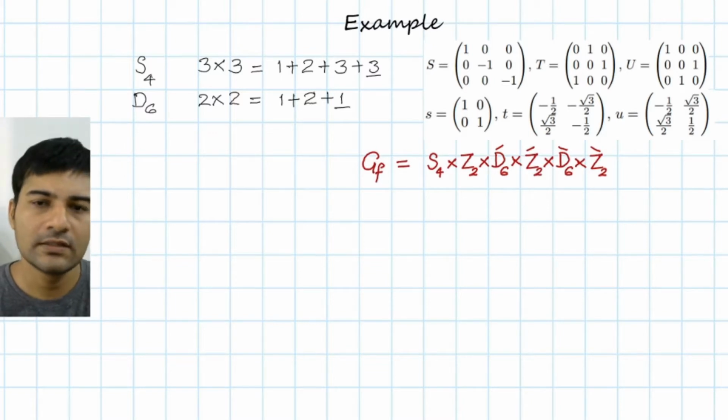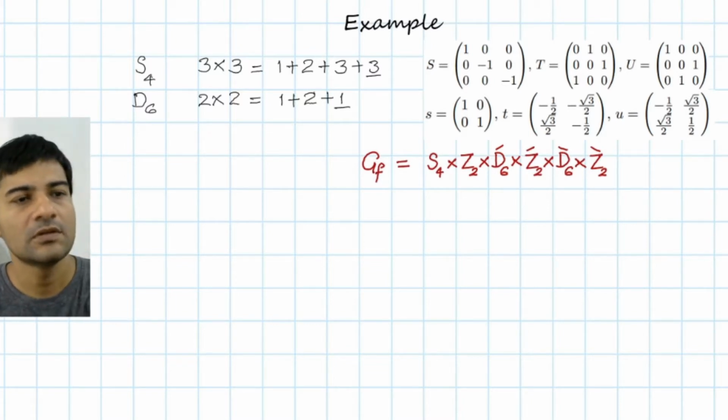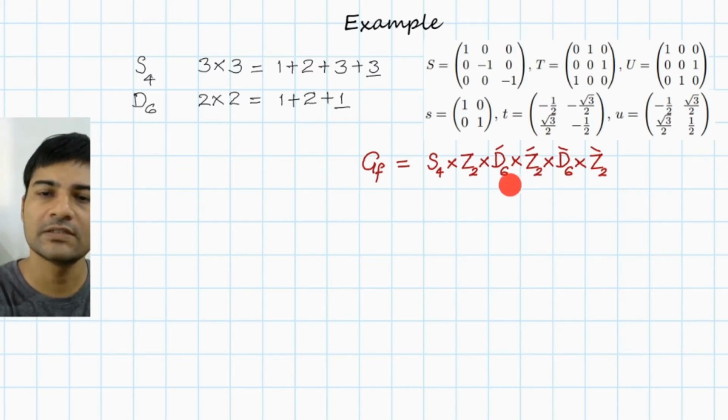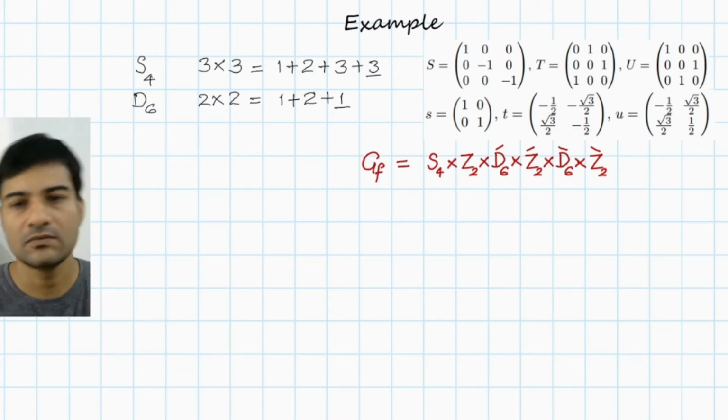And the flavor group contains the S4 group and 2 copies of D6 group. I call them acute D6 and grave D6, and 3 copies of Z2 group: Z2, acute Z2, and grave Z2.